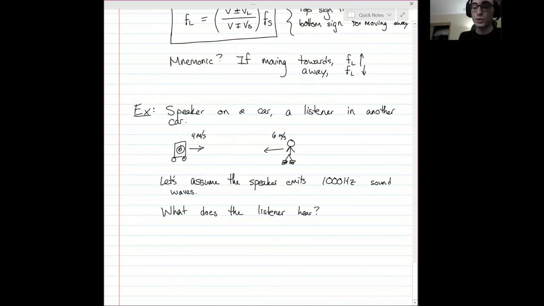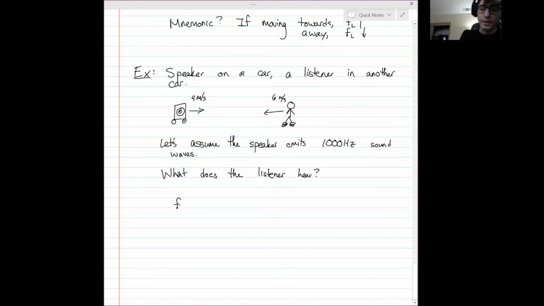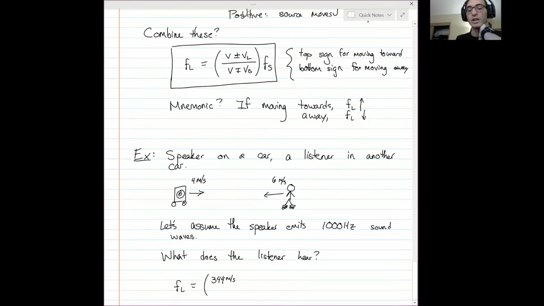Well, let's plug it into our formula. So F sub L should be equal to, it's 344 meters per second. That's the speed of sound. That's the V that we use there.